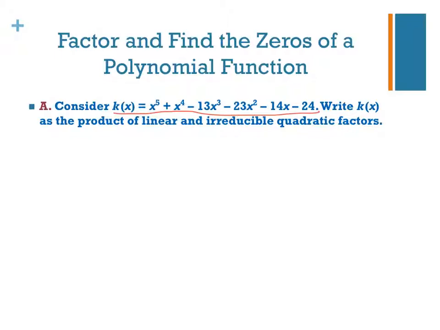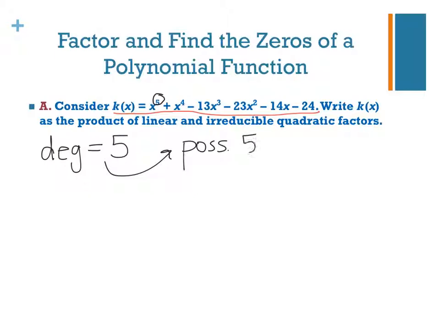Okay, first of all, I know that this function, since it's a degree 5 polynomial, could have 5 zeros because the highest number of zeros a polynomial function can have is equal to its degree. So if we have a degree 5 polynomial, then we could have up to 5 zeros. If we have a degree 4 polynomial, then we could have 4 zeros, etc. So for a degree 5 polynomial, it's possible that we have 5 zeros.